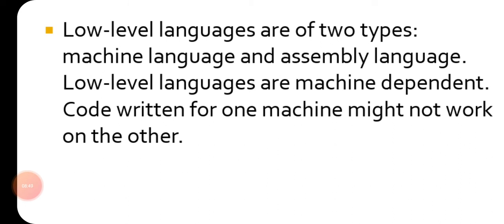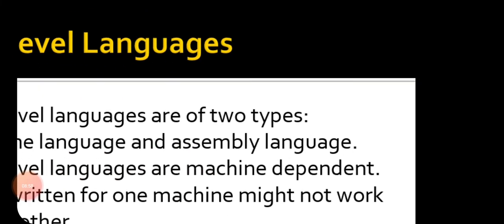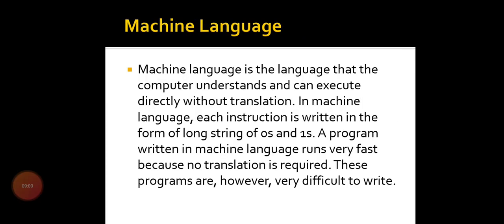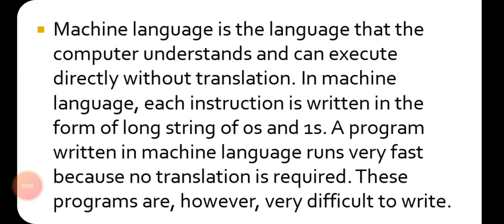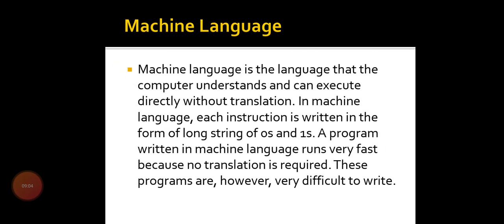These are totally machine dependent. Code written for one machine might not work for another. These are of two types, machine language and assembly language. Machine language is the language that the computer understands and executes directly without translation. Because the computer can understand this, we cannot. Machine language, low level language, is zeros and ones.